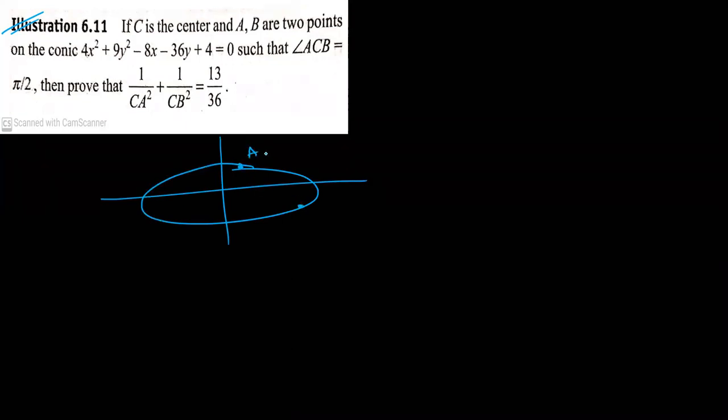Dear students, suppose A is given. What is A? Anyone, how to choose? First of all, one conic is given. Which type of conic? See?